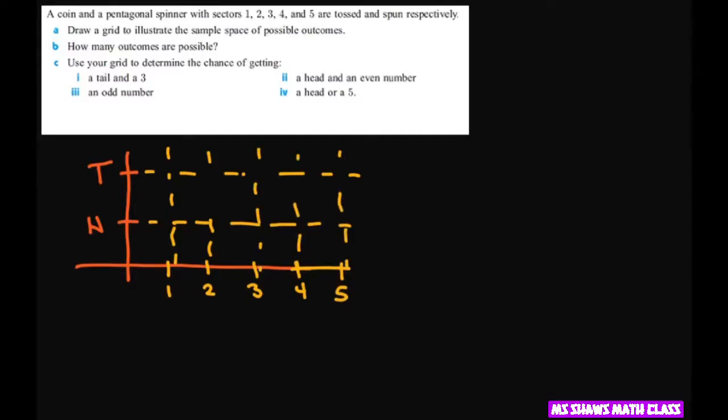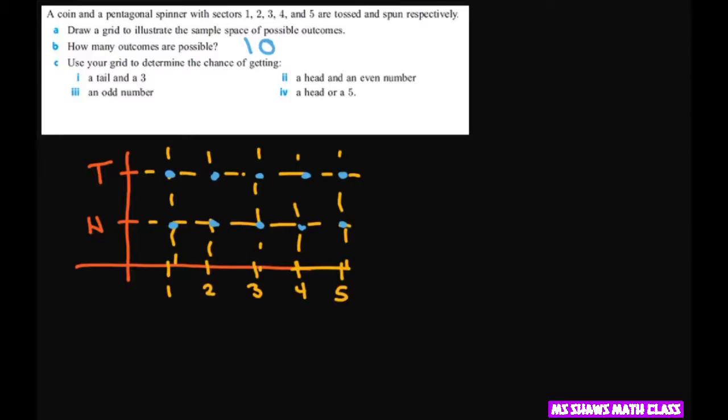All right, so how many outcomes possible? If you count them all up, you just count these: 1, 2, 3, 4, 5, and do it again: 2, 3, 4, 5. So that means there's a total of 10 outcomes possible.